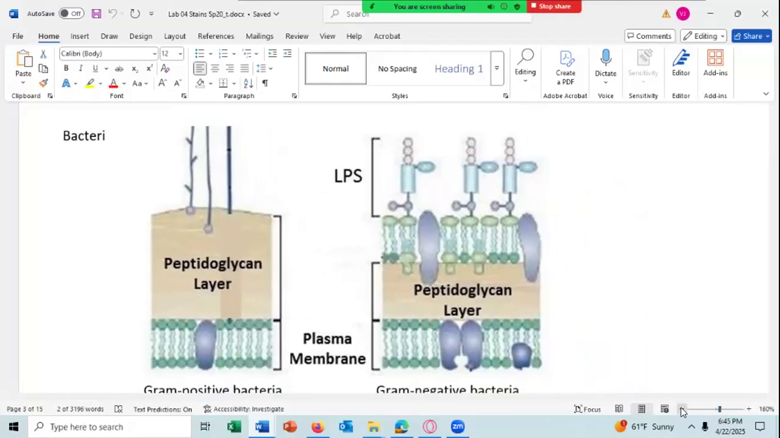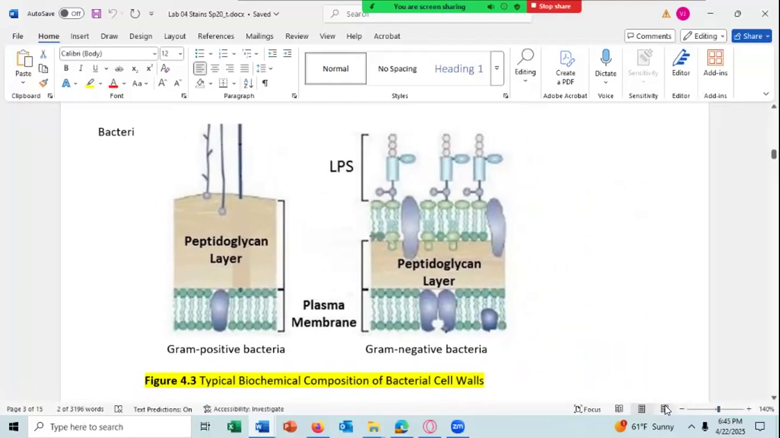Any question about any of that? But the gram-negative cell is different in that the peptidoglycan layer is much thinner, and there's other molecules in the cell wall, mainly the lipids and carbohydrates, shown here and here.